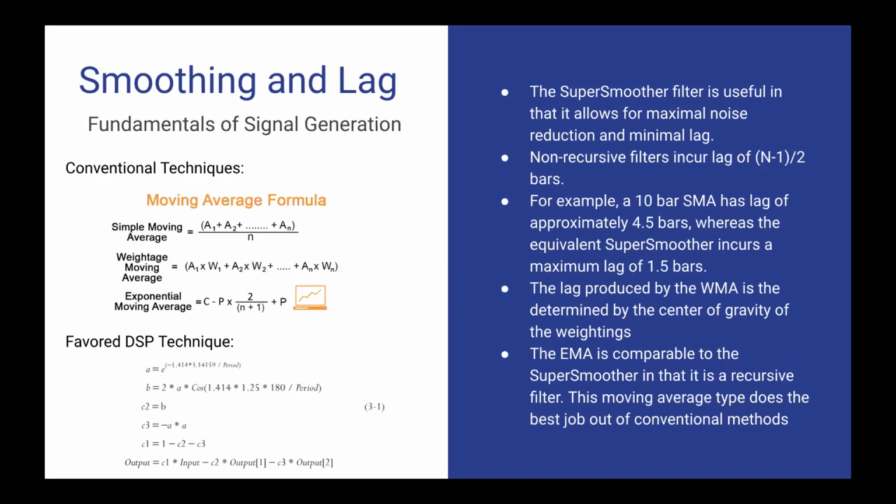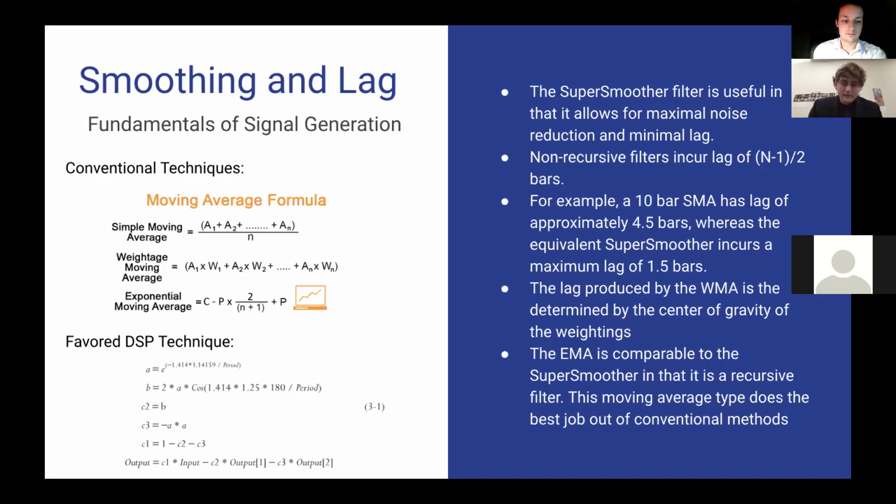This is important because if you're using these signals to generate instantaneous trading decisions, you want to make sure that you have the least amount of lag possible. So the weighted moving average is the most awful smoothing technique in that the lag of that filter will be equivalent to the center of gravity of the weightings.